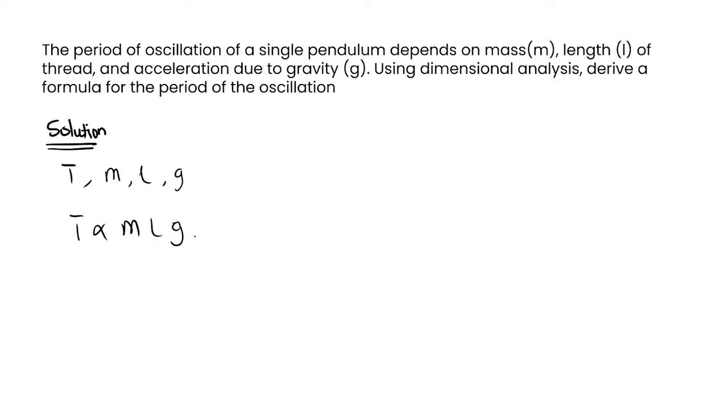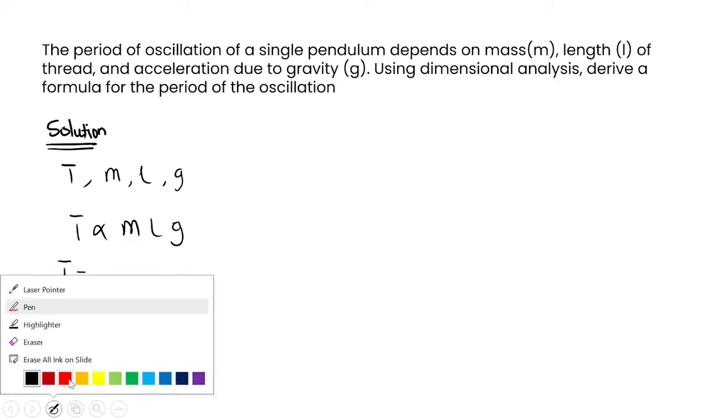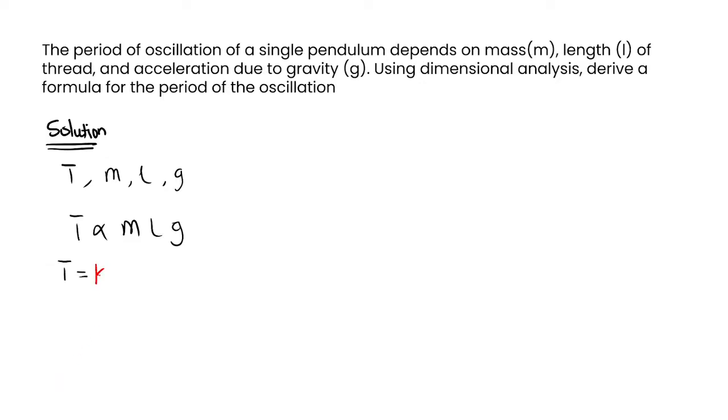Now from here, what we do is remove the proportionality sign, and once we remove that, we introduce a constant k. So we have here that our period is equal to the constant. Let me use a different color for the constant. We know that doesn't affect anything.